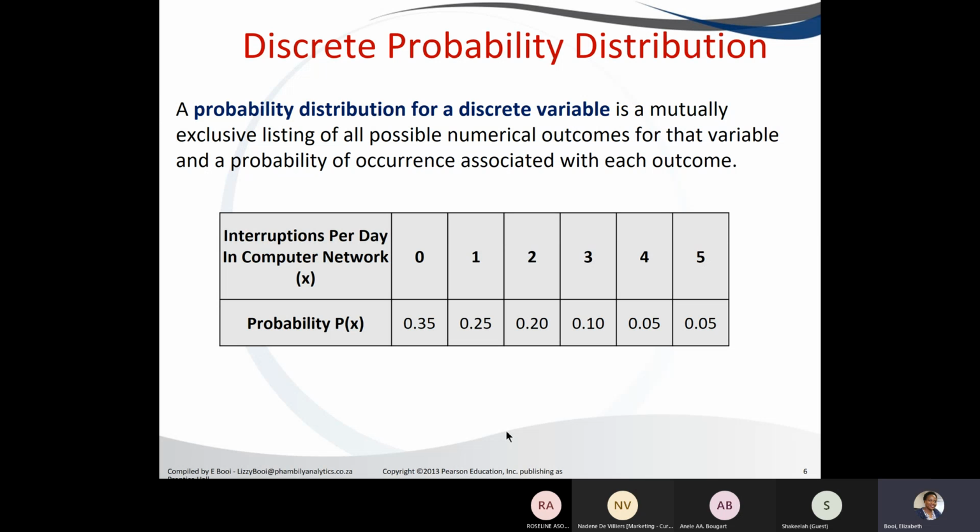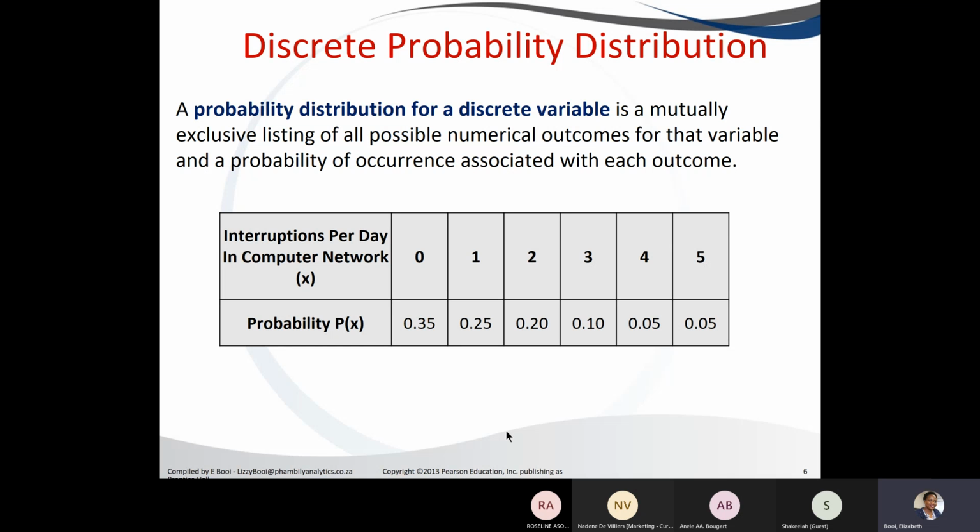A discrete probability, we calculate it from a discrete random variable. And since it comes from a discrete random variable, there will be an outcome that we get. And that outcome, we can calculate the probability of that outcome happening or appearing. For example, if I look at this table in front of us, it gives us the interruptions per day in a computer network, which one day there can be no interruption, there can be 1 interruption, there can be 2, there can be 3, there can be 4, or there can be 5 interruptions in a day.